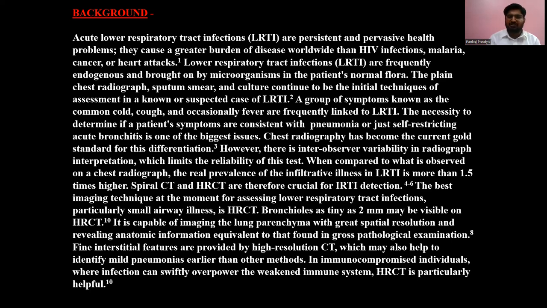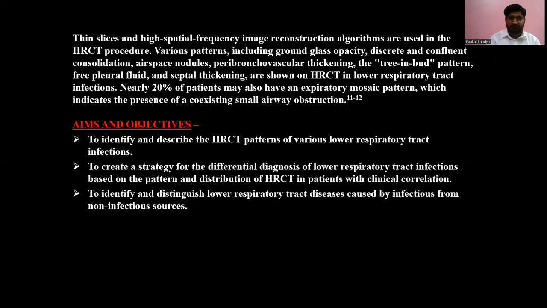Bronchi as tiny as 2 mm may be visible on HRCT. It is capable of imaging the lung parenchyma with great spatial resolution and revealing anatomic information equivalent to that found on gross pathological examinations. Fine interstitial features are provided by HRCT, which may also help to identify mild pneumonia earlier than other methods. In immunocompromised individuals, where infection can overpower the weakened immune system, HRCT is particularly helpful.